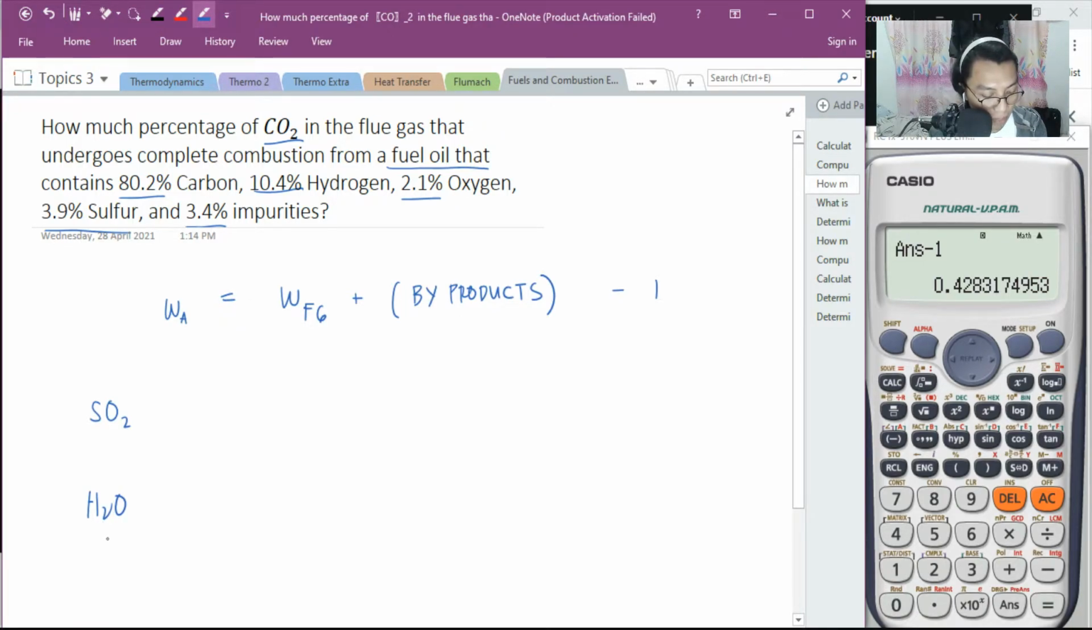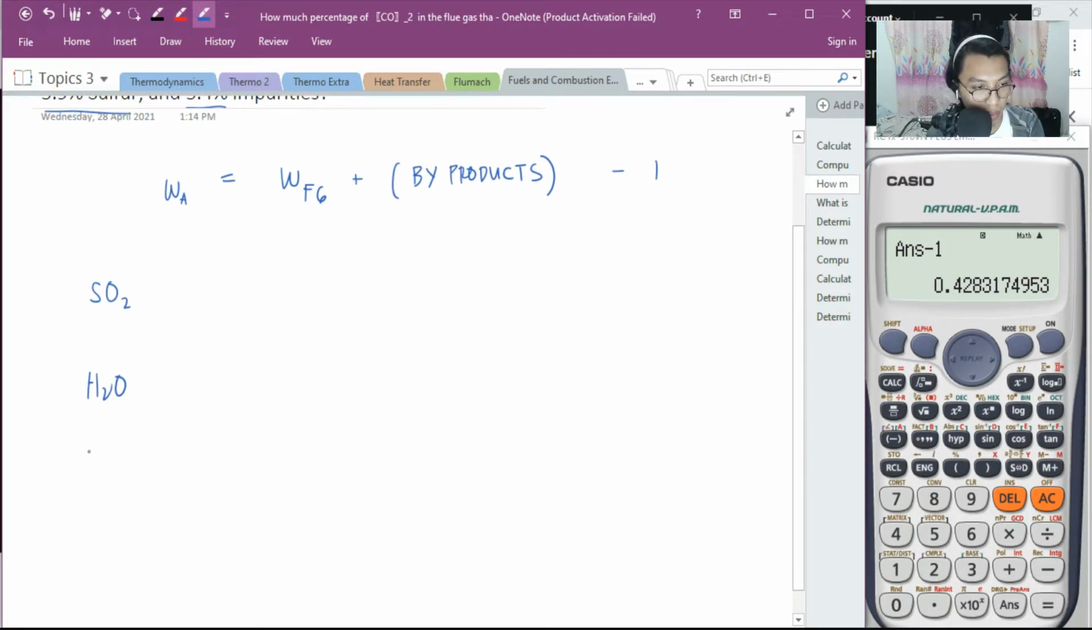Meron din naman dyang losses. Pero itong lahat ng to, i-compute pa ba natin? I-compute pa ba natin yan? I think kahit hindi na. Bakit? Meron po tayo ditong shortcut.